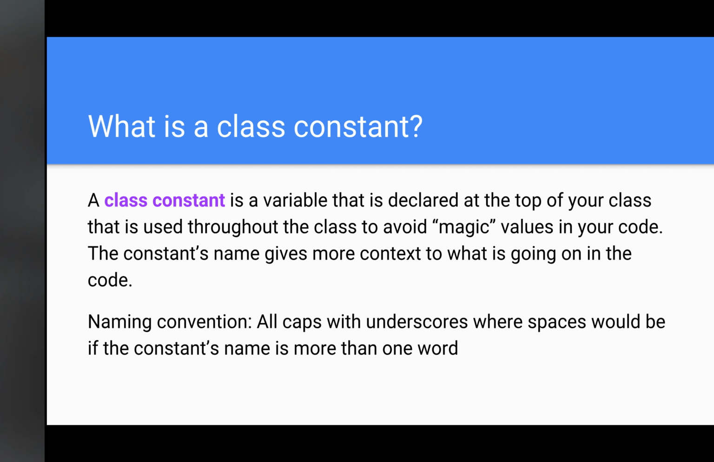And later, if you need to change that value from a 4 to a 6, you'd have to go through and remember everywhere in your code where that value was. If you have a class constant for it, you can just change that 4 to a 6 in one place and it's changed everywhere. The naming convention is all caps with underscores where spaces would be if the constant's name is more than one word, and that's just called snake case.